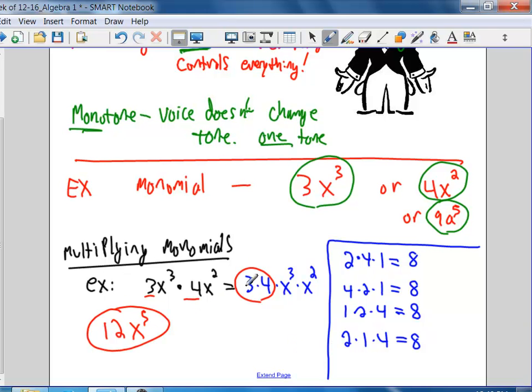Okay, and this only works because I took a bunch of things that were multiplied, right? 1, 2, 3, 4 things are multiplied here. And I changed the order because the order doesn't really matter by this property. This is called the commutative property of multiplication. It's important to know that because otherwise you have no clue why you're doing this. You're just doing it. But it doesn't matter what order I multiply in. So 12x to the fifth is what we've got.